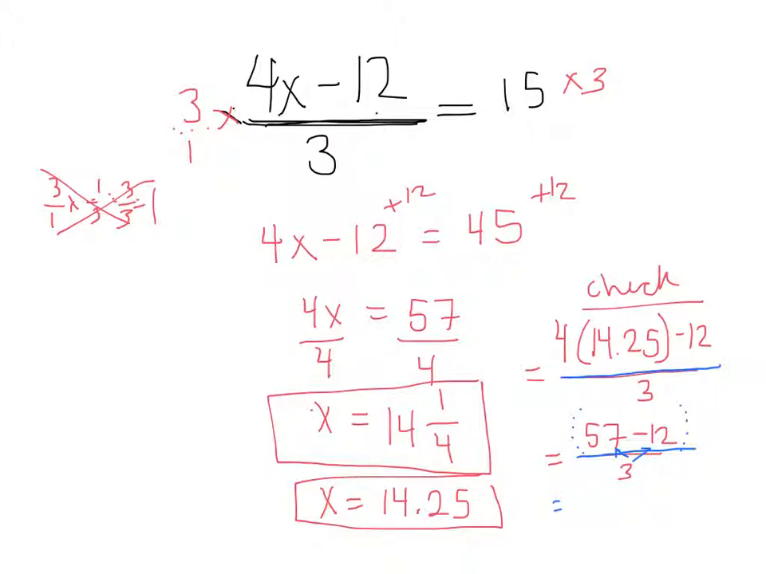So 57 subtract 12 is 45 divided by 3. 45 divided by 3 is 15, and that's what our right side was equal to. So now we know we've balanced.